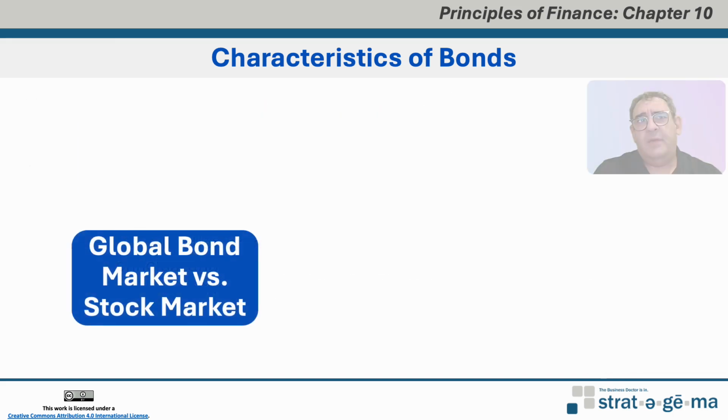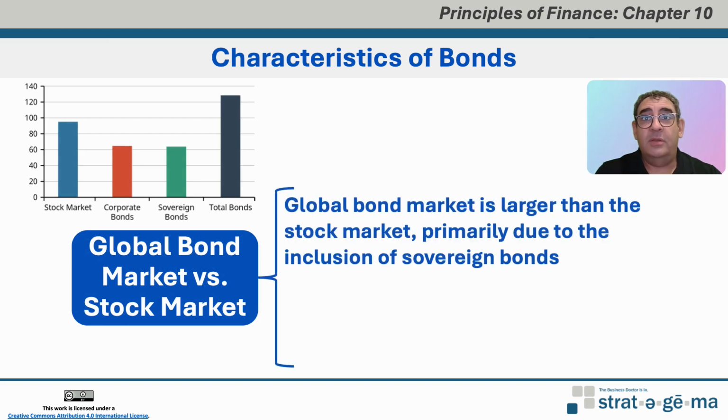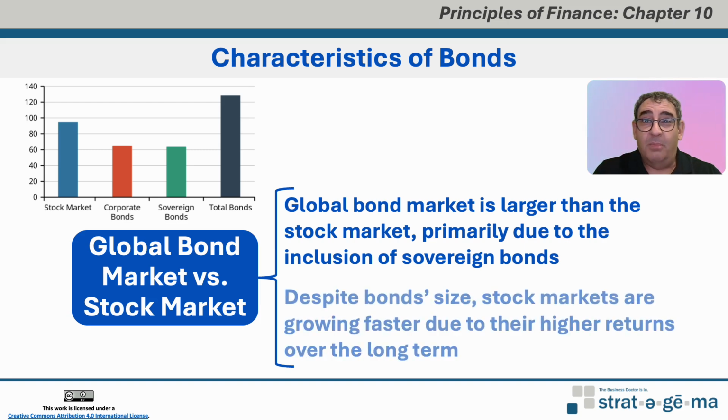So when we think of the global bond market versus stock markets, essentially the global bond market is larger than the stock market. And that's primarily due to the inclusion of what we call sovereign bonds or international bonds. And despite the bond size, stock markets are growing faster because they're higher returns over the long run. And you have more and more stock markets in developing countries, China stock market, etc. So bonds will always be around, but for investors that are looking for higher return with higher risk, stocks, especially stocks in emerging markets, are more attractive.